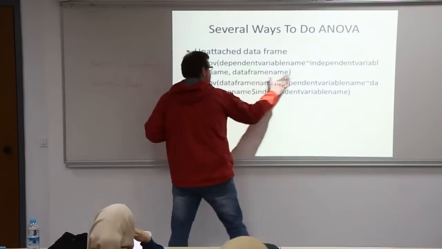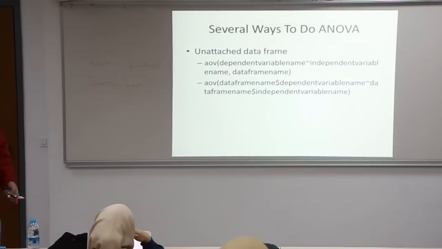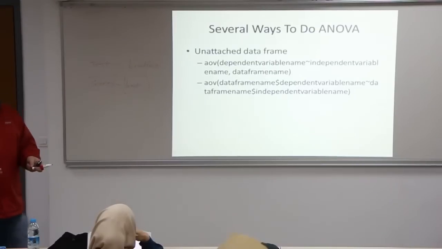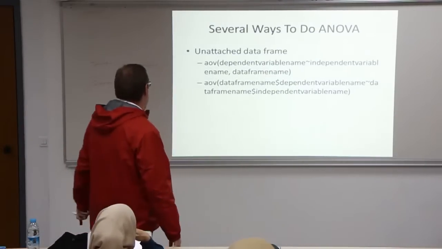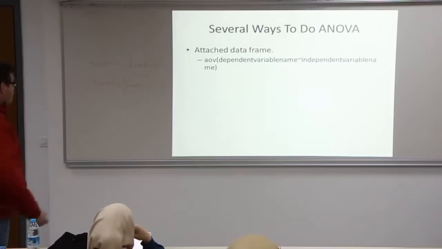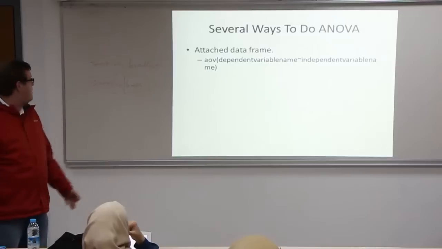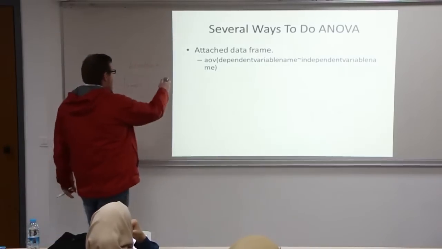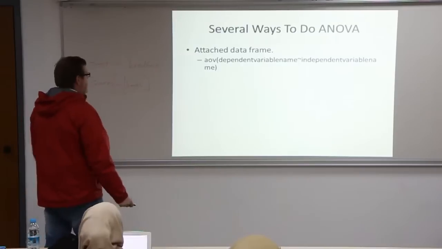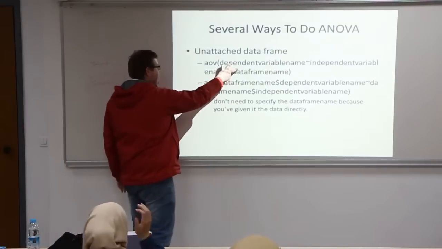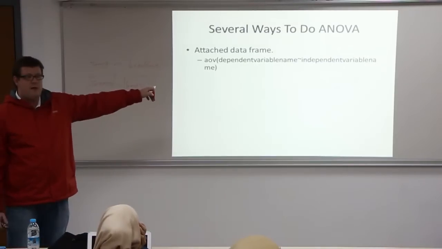I don't like this. This is long, really long. And if you have lots of variables that you want to look for the interactions between, this can get really, really long. If we have an attached data frame, if we attached our data, we could do something like this: ANOVA, dependent variable name as a function of our independent variable name. And this is basically just this without specifying the data frame at the end.